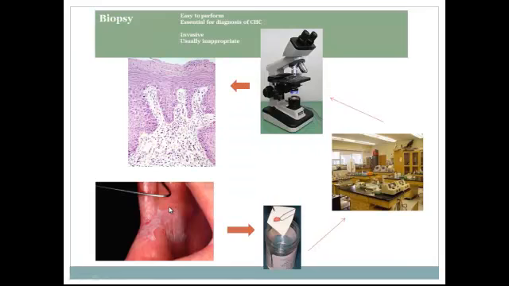So basically, in this situation, there's an adherent white plaque here. You take a biopsy, put it into the pathology specimen jar. It's taken to the lab where they process it into stains and slides, and then that's looked at under the microscope, and this is what we see when we're looking at it under the microscope.